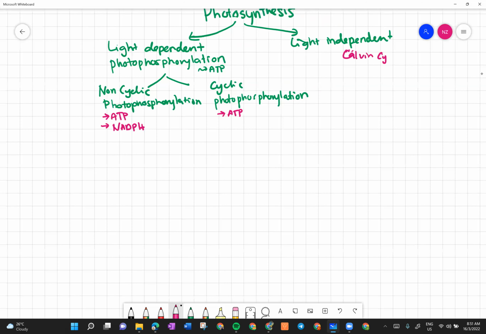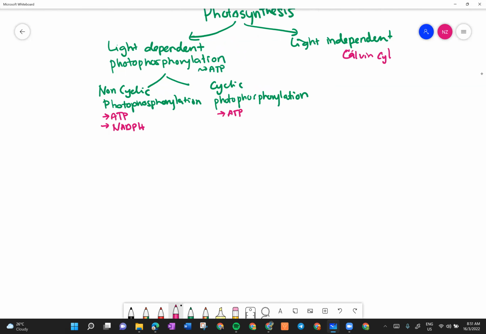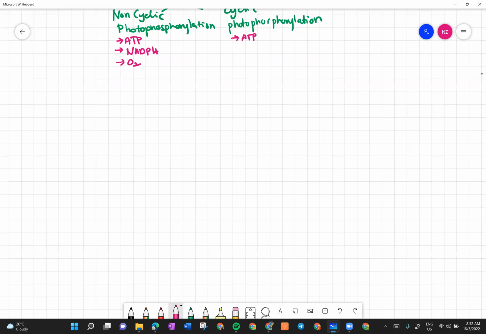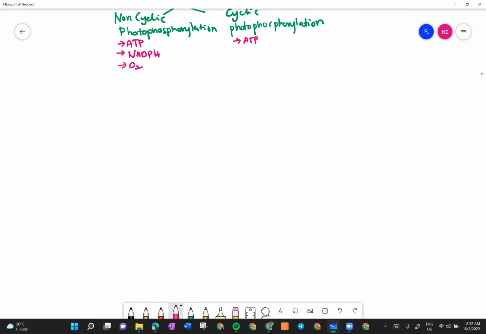I'm pretty sure you guys have heard of this, the Kelvin cycle. Ini akan menghasilkan juga byproduct oksigen, manakala yang cyclic punya tak menghasilkan apa-apa. Okay, so let's check apa sebenarnya yang berlaku, right? So untuk this particular photophosphorylation, apa yang berlaku adalah kita selalunya akan gunakan this graph.